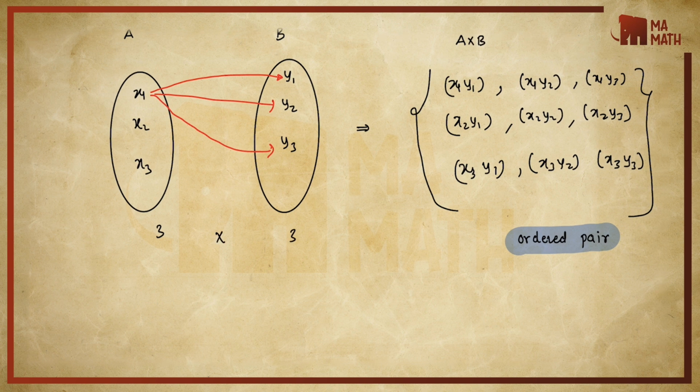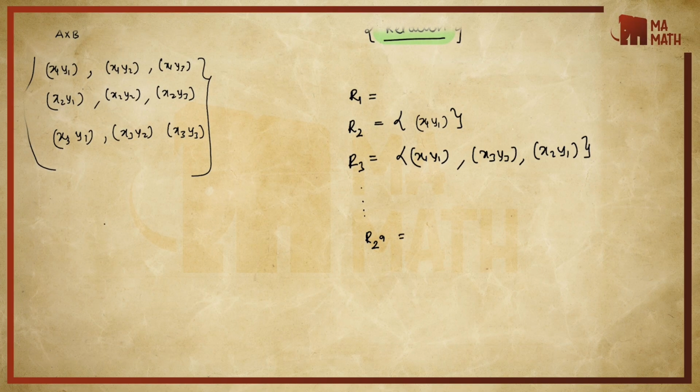Now when we want to find a relationship between A and B, basically we have to choose from this ordered pair set. We can choose one or more. Such choosing is called forming subsets. So basically a relationship between two sets A and B is a subset. So if we have all the subsets, we will get all the relations possible. There are 9 elements, so totally there are 2 to the power 9 relations possible because that many subsets are possible.